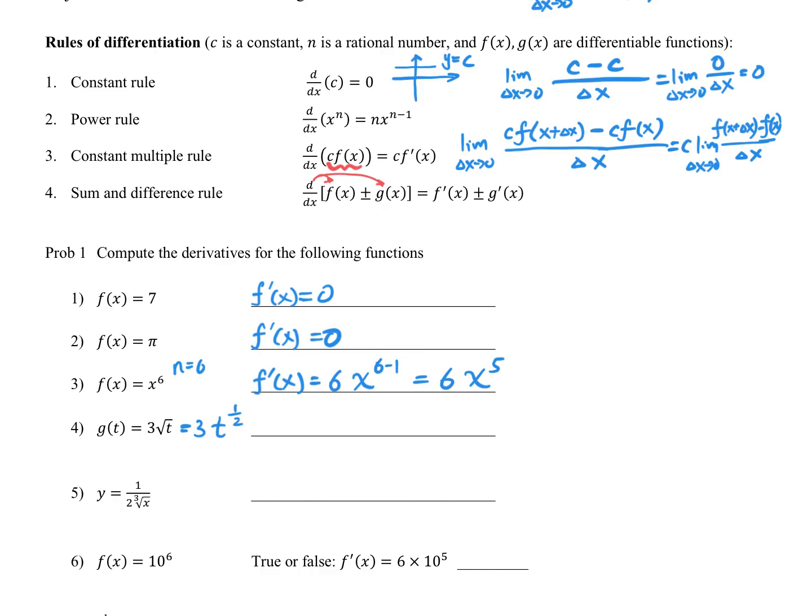Now, when we find the derivative of that, we are going to pull the constant out according to the constant multiple rule, or factor the constant out. So g prime of t is actually equal to 3 times the derivative of this t to the 1/2, right? And therefore, we can use the power rule now for this part. So 3 times 1/2 t to the 1/2 minus 1, which is equal to 3/2 t to the negative 1/2.